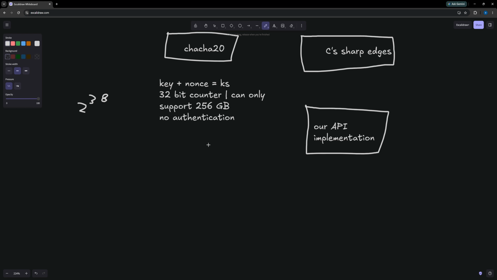So we need to be aware of those things when we're designing our API implementation. We need to be careful about the 32-bit counter. We can't do anything natively here about the authentication. That's going to come in later. And the key plus nonce pair is very difficult because the key and nonce are caller provided. So we need to be really clear about who owns that security expectation.